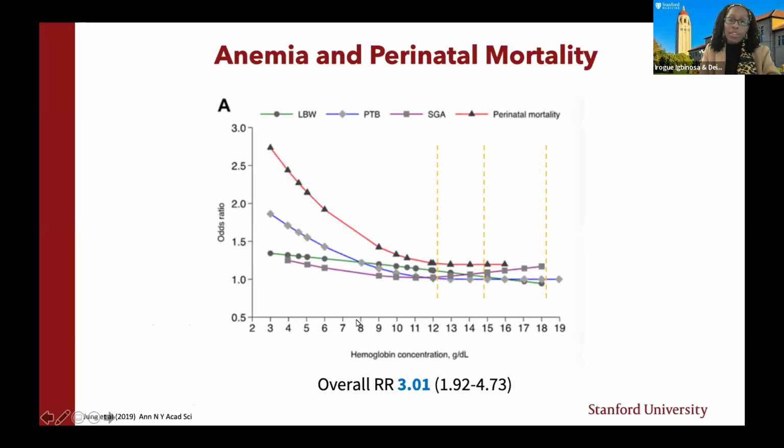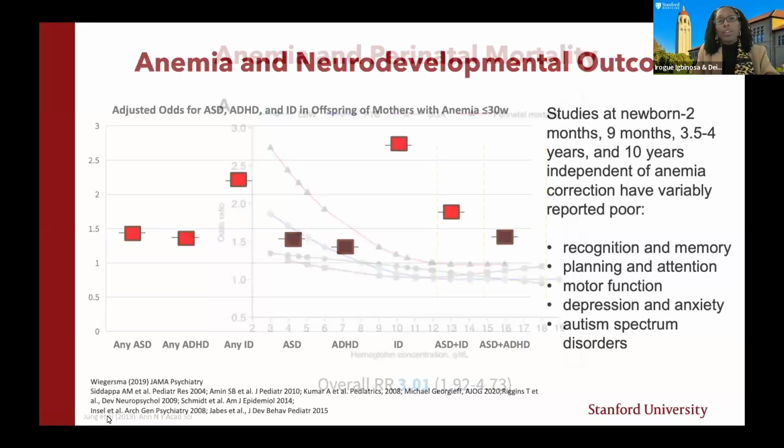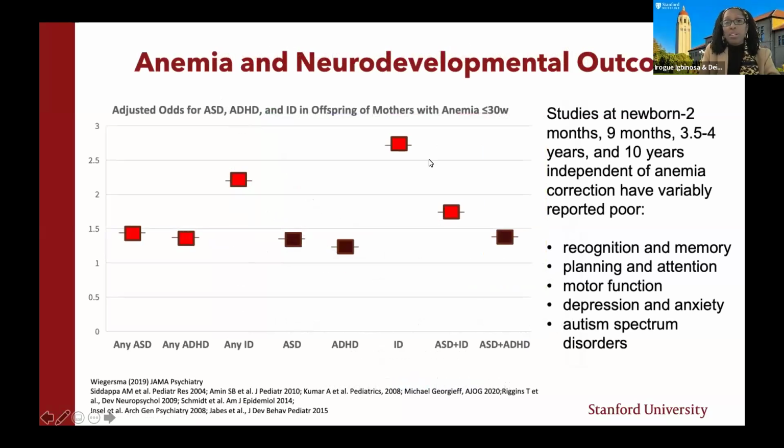As we lose more hemoglobin, more red blood cell count, the risk of low birth weight, perinatal mortality, meaning infant death, or small gestational age or preterm birth, all of that increases the more that our anemia increases. And then there are even studies to show that anemia in mom affects neurodevelopmental outcomes in the newborn, where there is correlation with poor recognition and memory, planning and attention, motor function, depression, anxiety, and autism spectrum disorders.